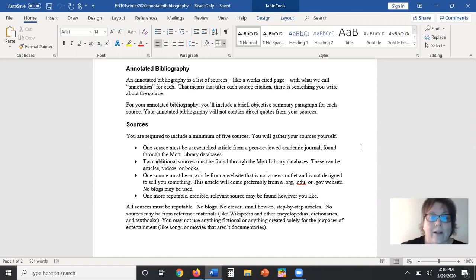I'm recording this to help you navigate the internet to find good information, good sources, credible sources for your annotated bibliography, right? First, though, let's review the kinds of sources that you need for your annotated bibliography.